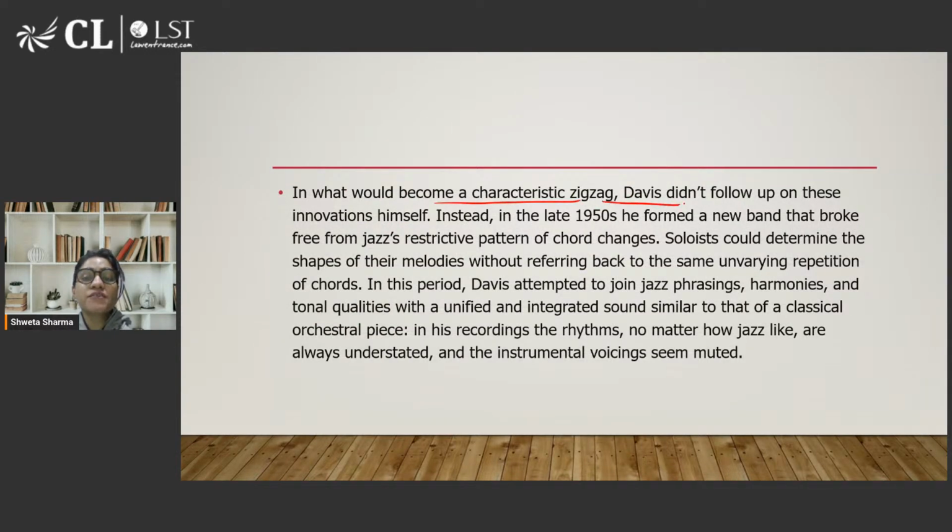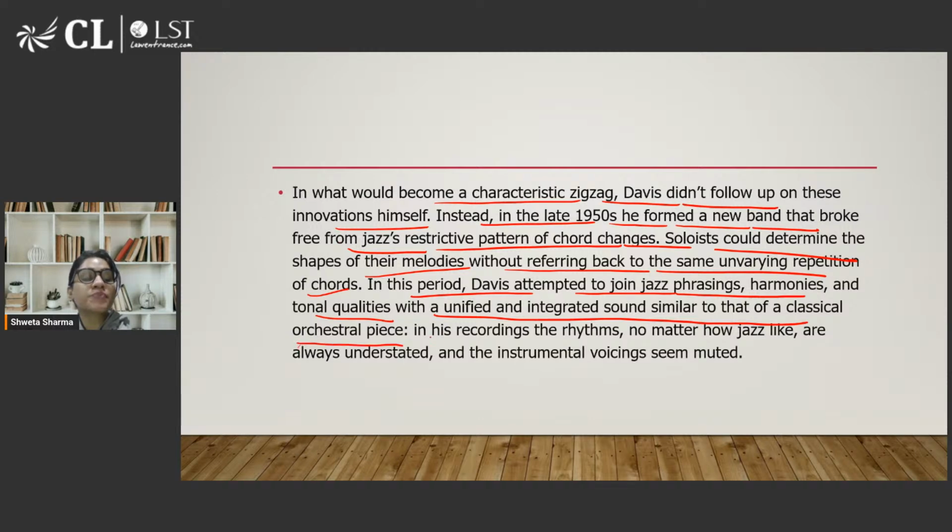In what would become a characteristic zigzag, Davis didn't follow up on these innovations himself. Instead, in the late 1950s, he formed a new band that broke free from jazz's restrictive patterns of chord changes. Soloists could determine the shapes of their modules without referring back to the same unwavering repetition of chords. In this period, Davis attempted to join jazz phrasings, harmonies, and tonal qualities with a unified and integrated sound similar to that of a classical orchestral piece. In his recordings, the rhythms, no matter how jazzlike, are always understated and instrumental voicings seem muted.